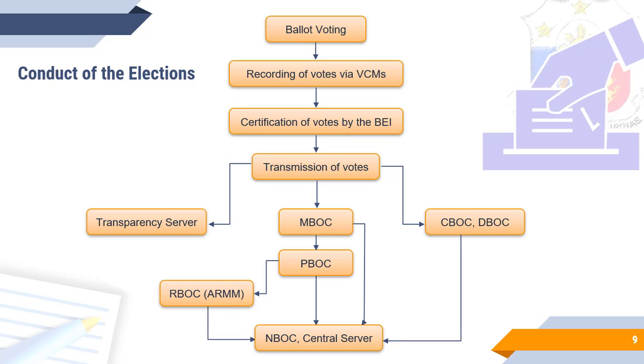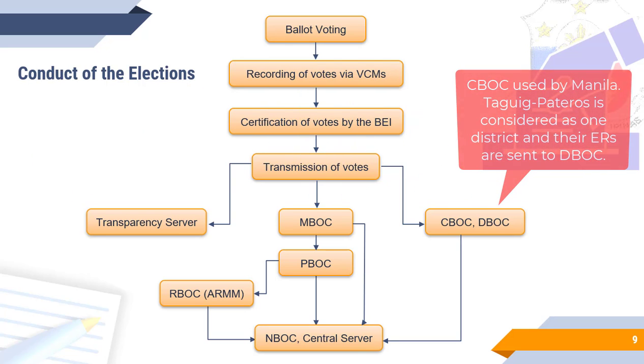These are the central server or the server assigned to the COMELEC, the transparency server or the server assigned to the election watchdog organizations, political parties, and the media, and the Municipal Board of Canvassers or MBOC. In the case of Metro Manila, the election returns are transmitted to the City Board of Canvassers or CBOC, instead of the MBOC. An additional special case is that of Taguig Patiros. They are jointly referred to as one legislative district for the elections. Thus, the election returns from Taguig and Patiros reach the District Board of Canvassers or DBOC.